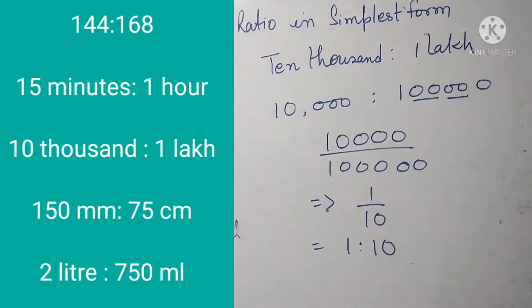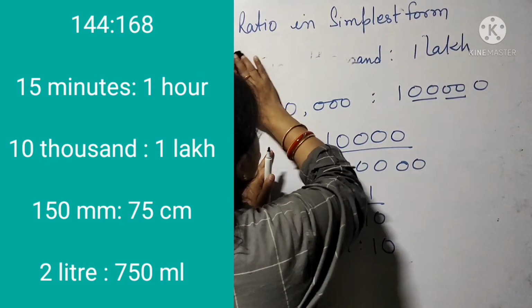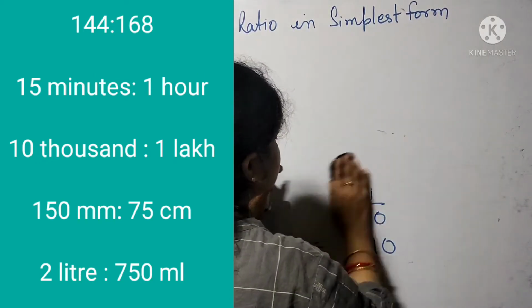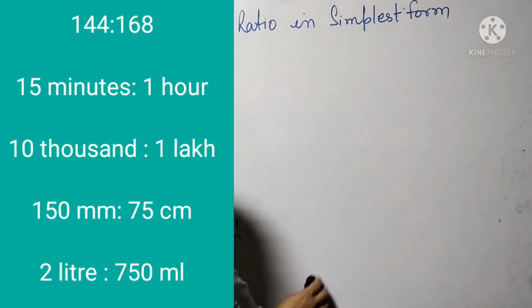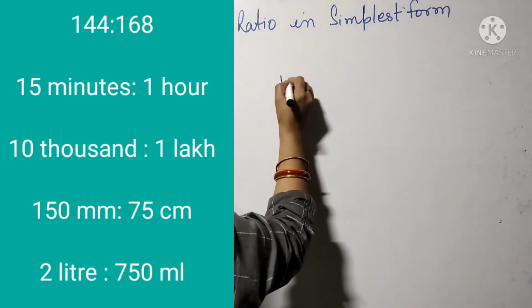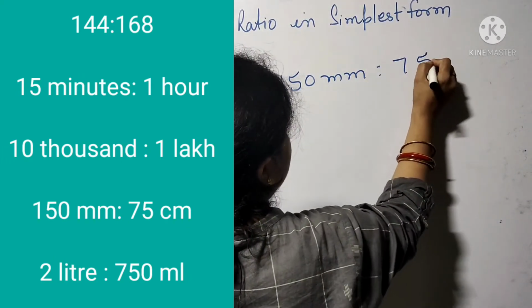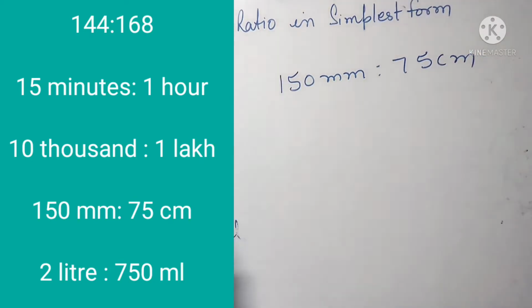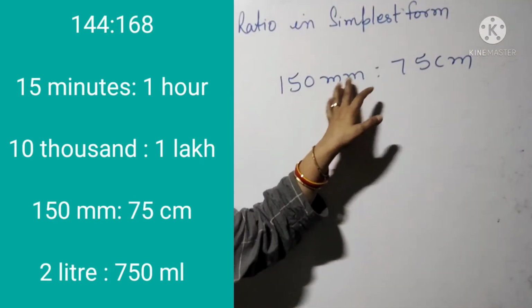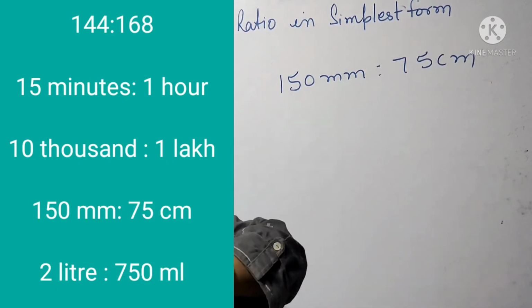Now the next question, 150 millimeter and 75 centimeter. Here we get metric conversions. Actually we have to know all of these conversions. 150 millimeter is to 75 centimeter. Now from here, millimeter is the smaller quantity, and 1 centimeter has 10 millimeter.